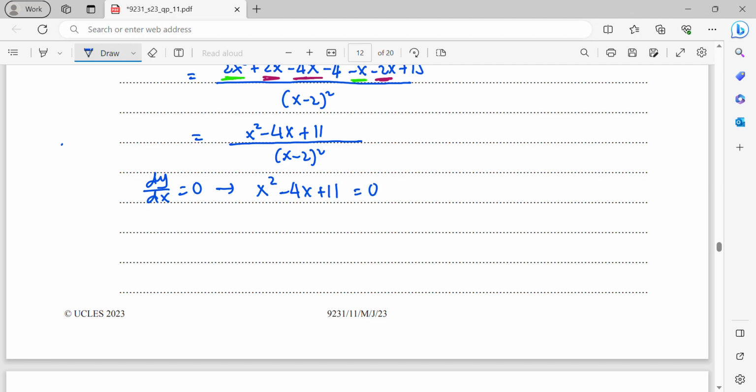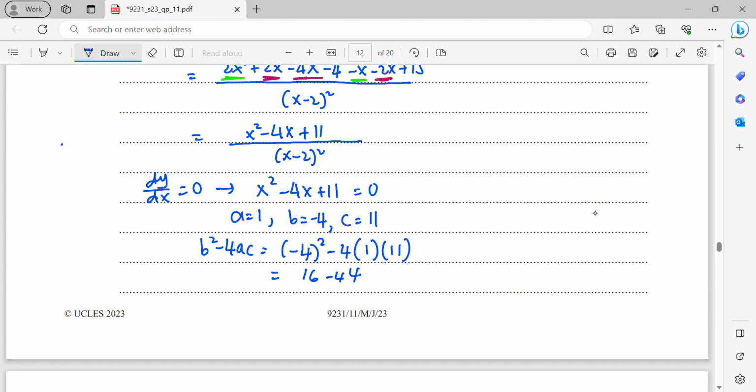Then, to show that there's no solution for this quadratic equation, I can just use the discriminant. So the coefficient for x squared is a equals 1. Coefficient for x, b equals minus 4. And then the constant, I let it be c, equals 11. Discriminant is b squared minus 4ac, which is the square of minus 4, a is 1, c is 11. Then you will get 16 minus 44, which is negative 28, and is less than 0.